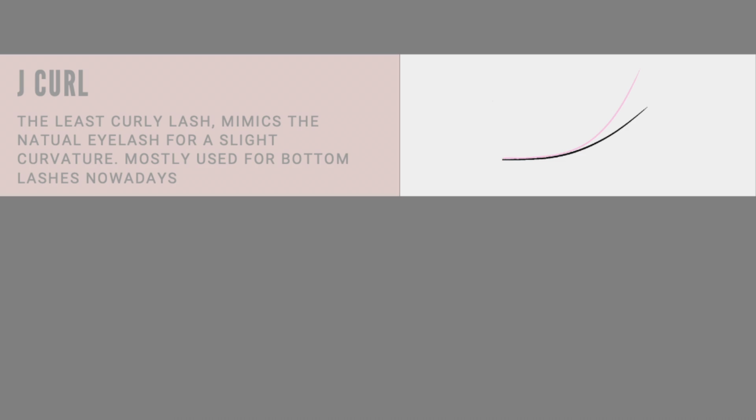So we're gonna start with J. So a J curl is literally the most natural curl you can get. What I'm trying to say is it mimics the natural curl more than any other extension that you can find in terms of a different type of curl. So a J is usually going to provide the most natural look.